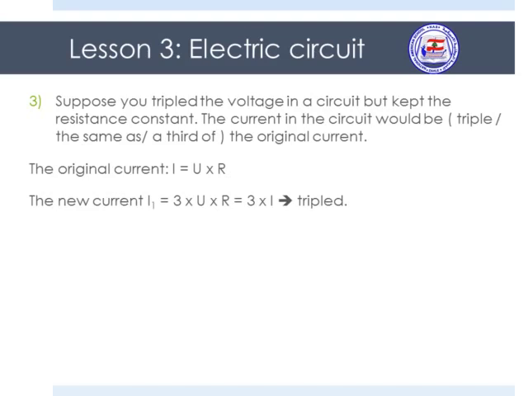Now let's calculate the new current. We're going to call it I1, and this new current is equal to the voltage, which is now 3 times the original voltage, so 3 times U, divided by the resistance, which is still the same. By comparing the new current and the original current, you can see that instead of U over R, we can write I. So we get I1 equals 3 times I, which means that the new current is equal to 3 times the original current, which means the answer would be triple the original current.